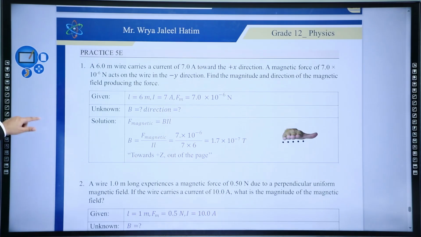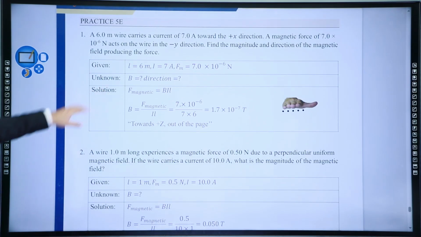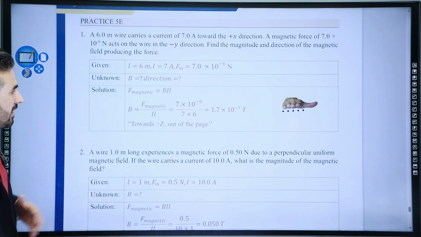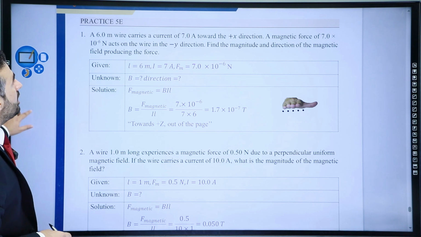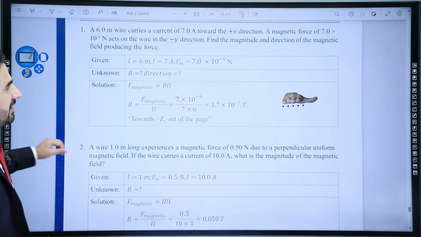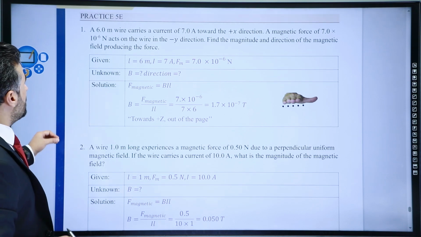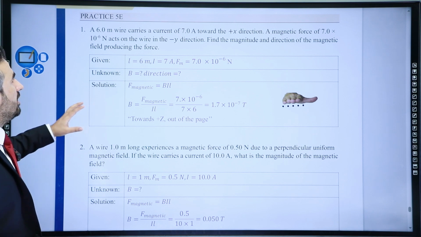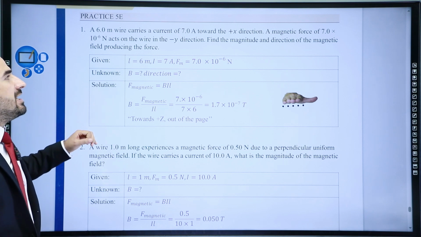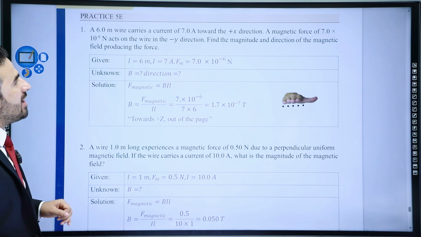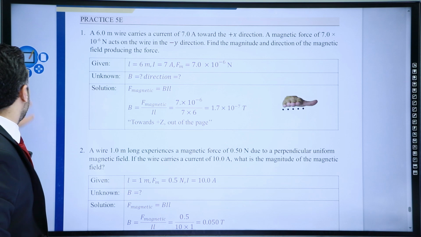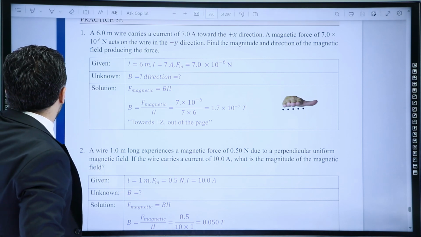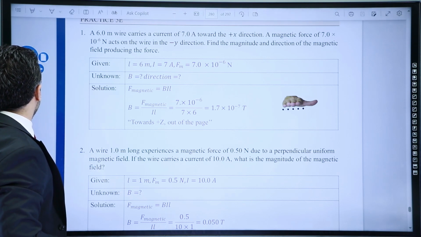Now practice 5e, which is very similar to what we have just solved, yeah? Perhaps I'm not going to do the math for you, I'll just do the direction here. It says a wire carries a current of 7 ampere towards X positive, and the magnetic force, basically, of this much value acts on the wire in the negative Y direction. Find the magnitude and direction of the magnetic field producing this force in here. Okay, so how about we take a look at this one.